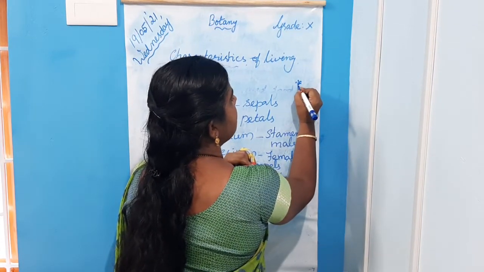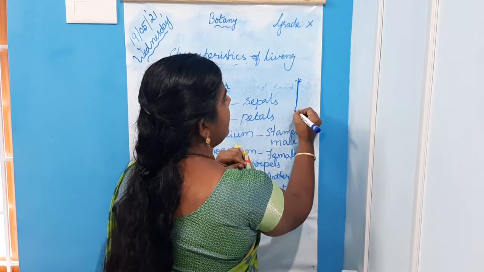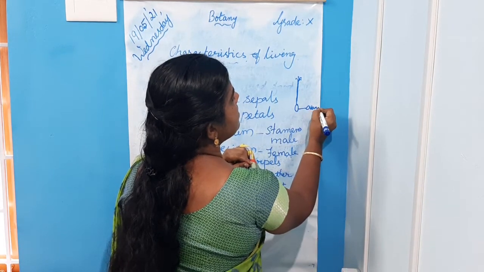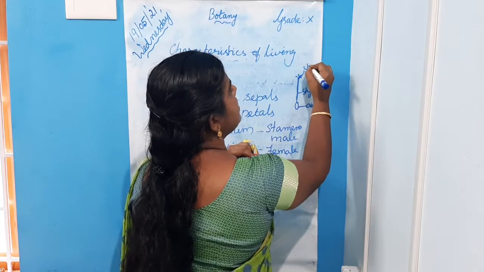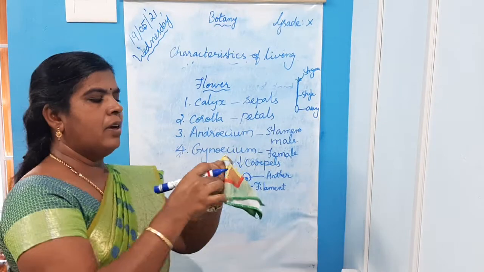So what are the parts of gynoecium? Here is the stigma, here is the style, and here is the ovary. Ovary, style, and stigma.